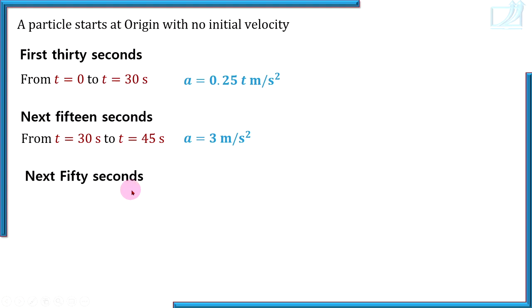Then the next 50 seconds, means from t equal to 45 seconds to t equal to 95 seconds. What happens in this interval? Acceleration is zero, in the sense the particle moves with uniform velocity.